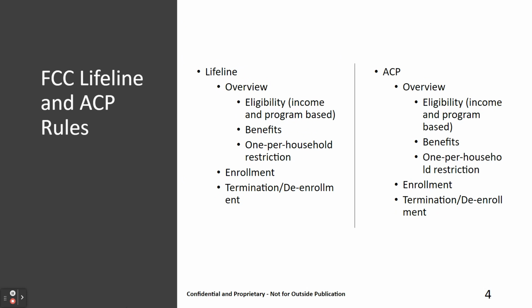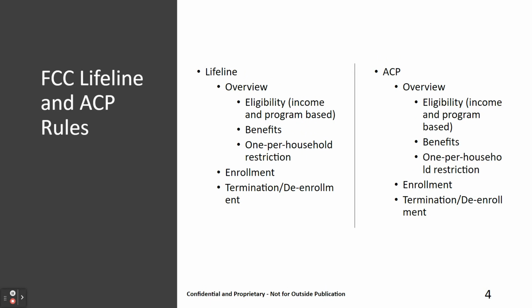ACP also has a one per household restriction, which is the same as the one that applies to the Lifeline program. Note that a household that is eligible for Lifeline and ACP can have one of each, from the same provider or from different providers. Eligible applicants get to choose.